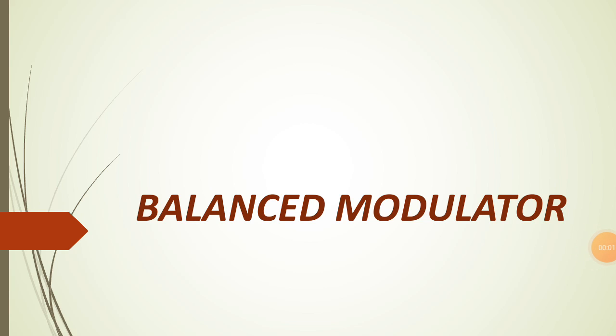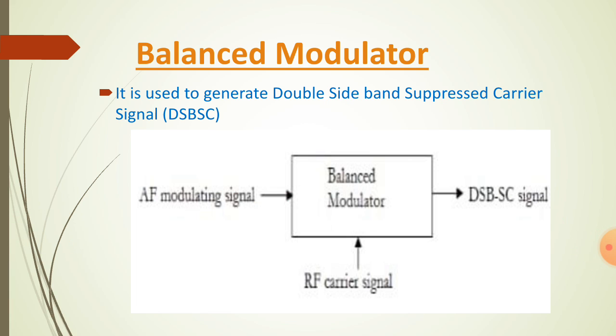Hi all. In this section we will discuss the balanced modulator. Balanced modulators are a building block from which a wide variety of frequency mixers, modulators and demodulators are built up. These balanced modulators are mainly used to generate a double sideband suppressed carrier signal, or simply DSB-SC signal. It generates only two sidebands, that is, double sideband.